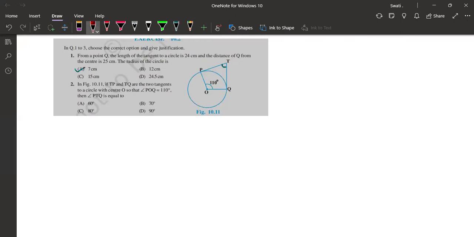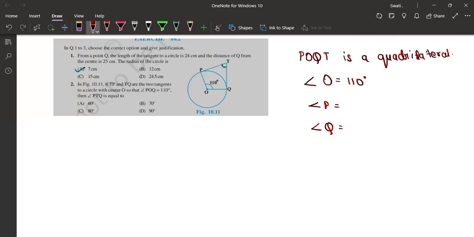One thing, tell me, Manya, is it looking like a quadrilateral? Yes or no? POQT, is it a quadrilateral? Yes. Why is it a quadrilateral? Because it has four sides, right? So it is nothing but a quadrilateral. Oh my God, my spelling is wrong. It's quadrilateral, right? So in this quadrilateral, angle O is given 110 degrees, right?